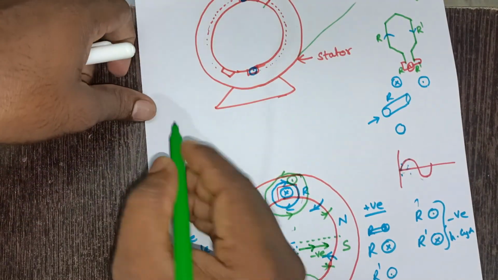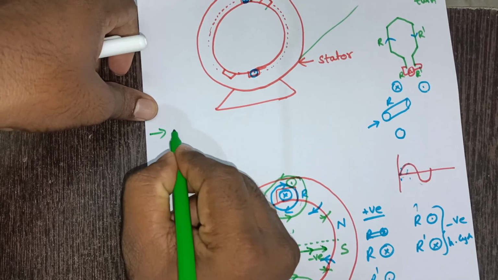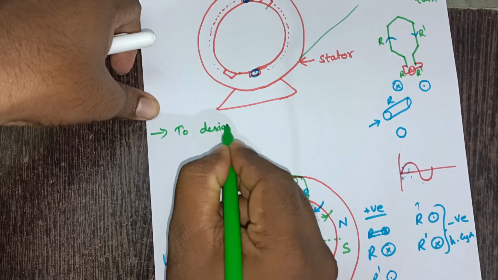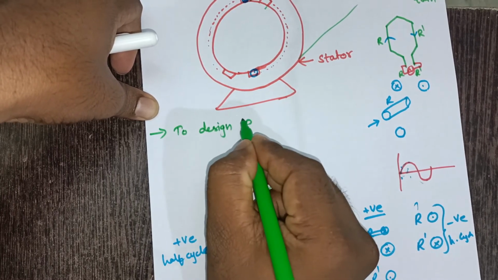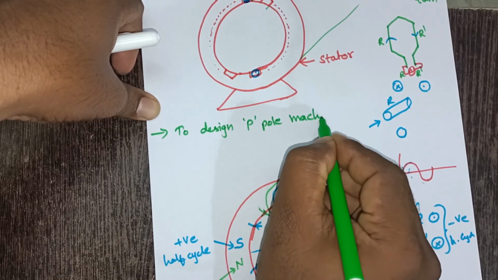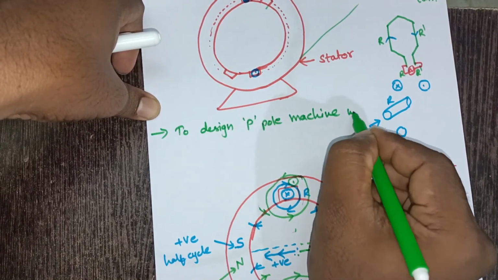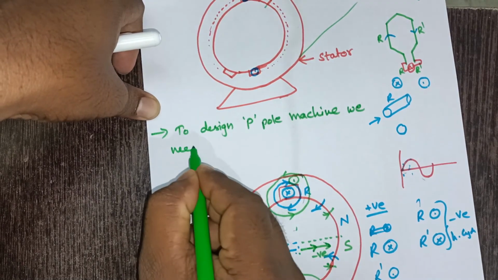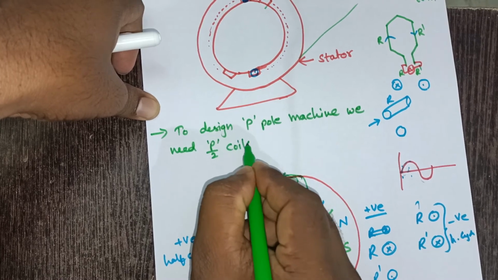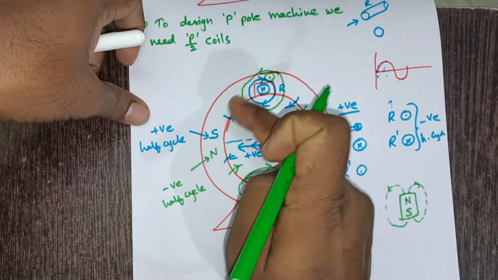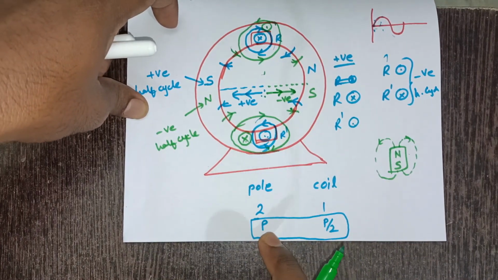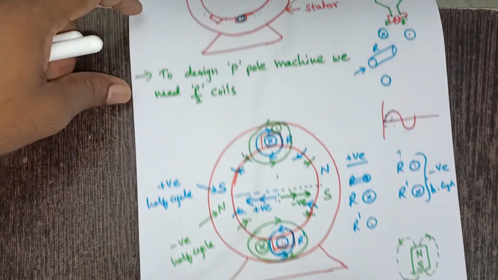So let me write those 2 points here. To design a P-pole machine, the first point is we need P by 2 coils, as per the establishment of these poles. So as per this analysis, to design P poles, we require P by 2 coils. This is the first important point.